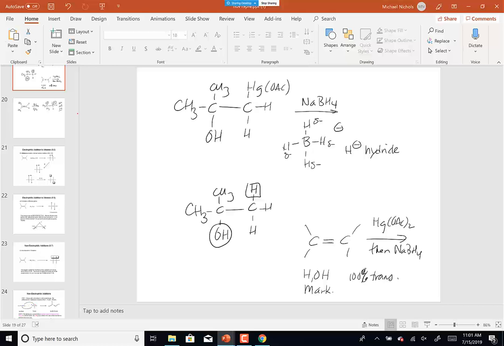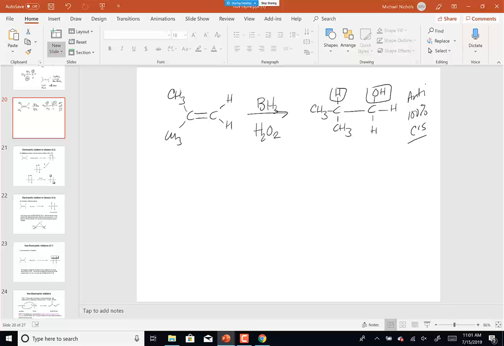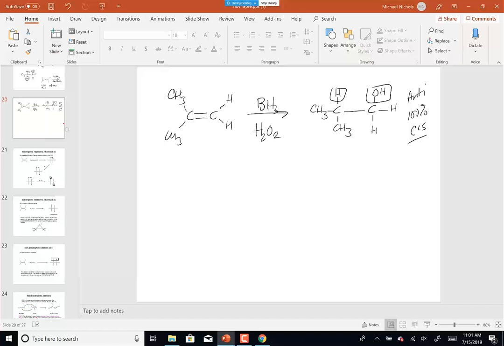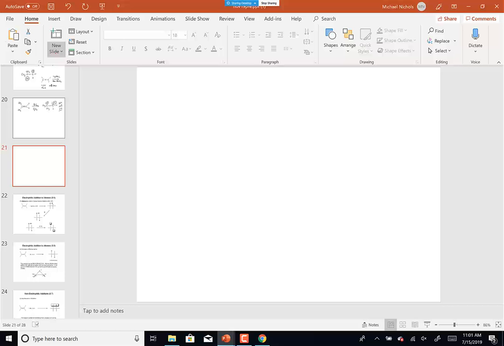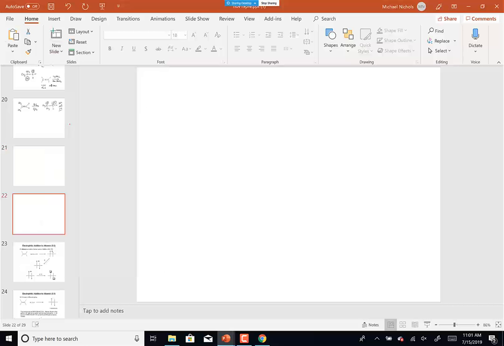Now, let me add. So, back to bromohydrins. What's a bromohydrin useful for? Not much. Except it is a way to make what's called an epoxide.